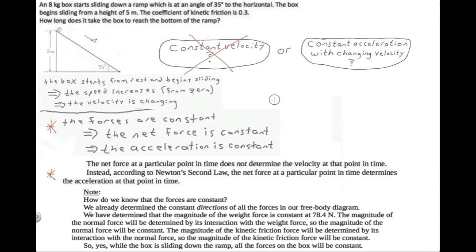What about the acceleration? Well, the forces on the box are constant. That means that the net force on the box is constant, and according to Newton's second law, that means that the box's acceleration is constant. So for this problem, we will apply constant acceleration with changing velocity kinematics.